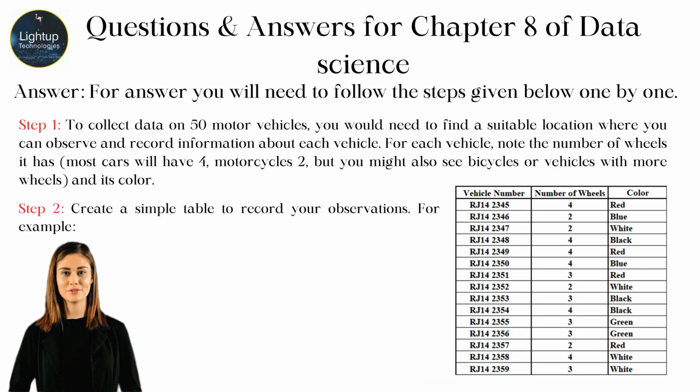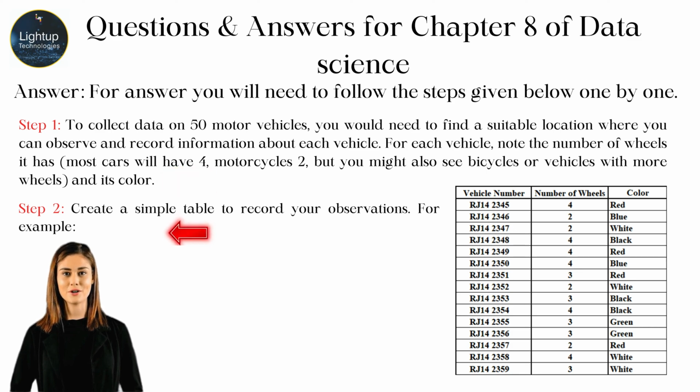For the answer, you will need to follow the steps given below one by one. Step 1. To collect data on 50 motor vehicles, you would need to find a suitable location where you can observe and record information about each vehicle. For each vehicle, note the number of wheels it has. Most cars will have 4, motorcycles 2, but you might also see bicycles or vehicles with more wheels, and its color.